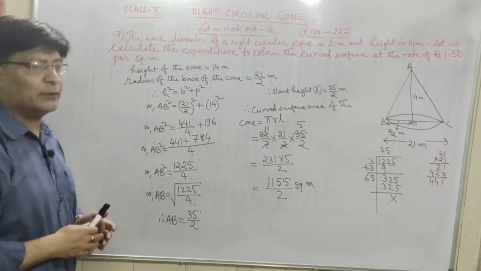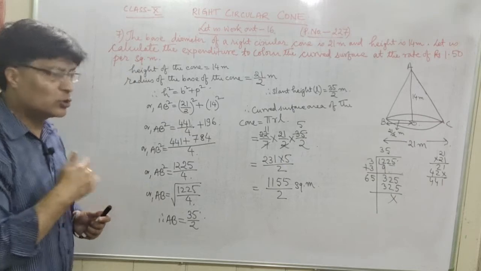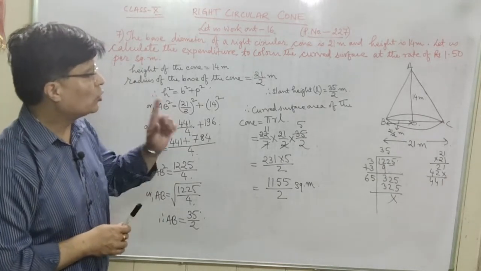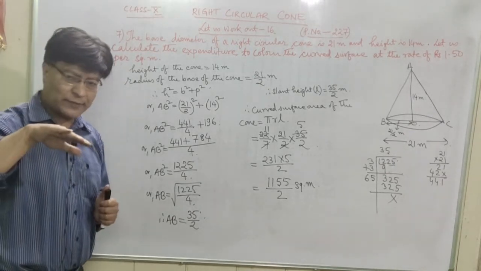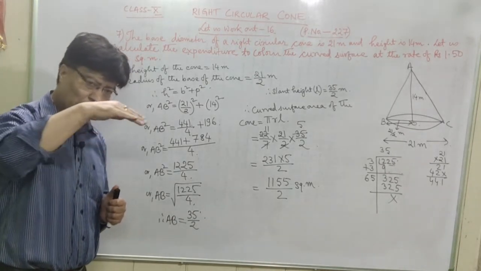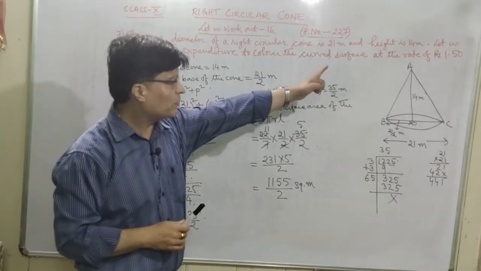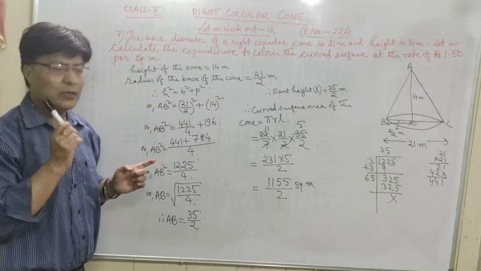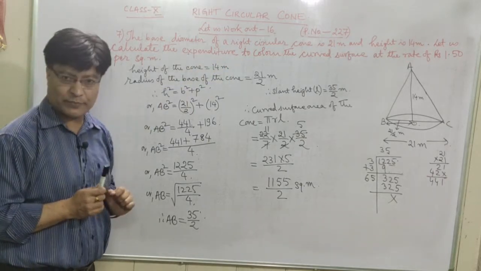Here the question says, you have to find out the expenditure to color the curved surface area of the cone at the rate of rupees 1.50 per square meter. The curved surface area of the cone means how much it costs to color around the cone; here the rate is given as rupees 1.50 per square meter. That is cost of coloring 1 square meter is equal to rupees 1.50.